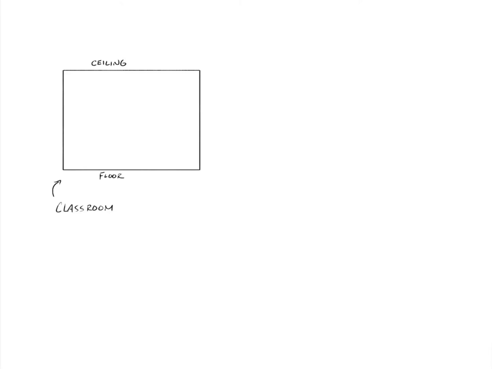So let's imagine we have a room. This is kind of the side view of a classroom with the floor on the bottom and the ceiling on the top. If I place a mass at this location in the room, I think we all understand that the force of gravity is going to pull that mass down. If I let go of it, it's going to start to accelerate downwards.